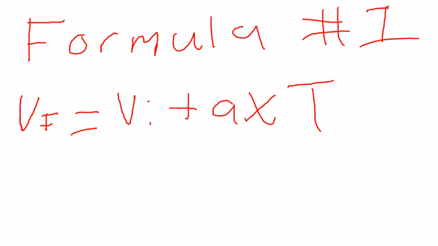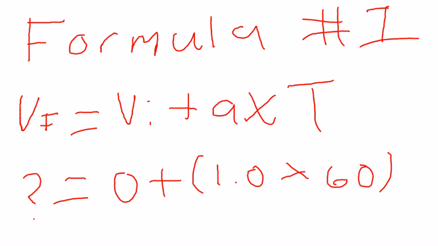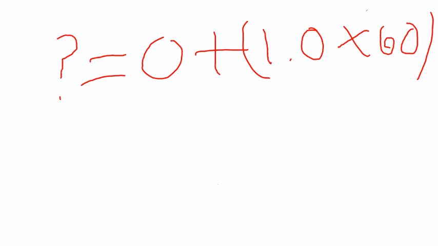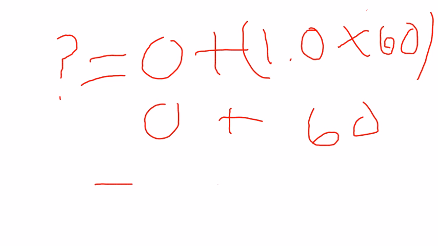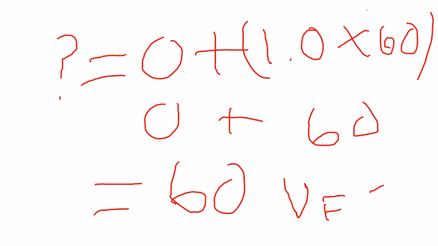Because this is a two-step problem, first you have to find the final velocity in order to find out your distance. So what you're going to want to do is plug in your numbers. Now that you have your formula set up, it's time to solve. So 60 times 1 is 60, plus 0 equals 60. This makes your final velocity equal 60.